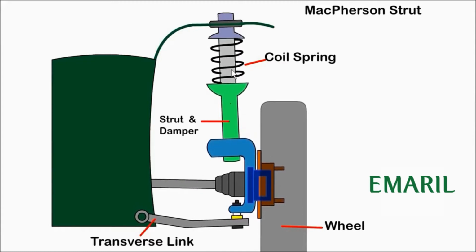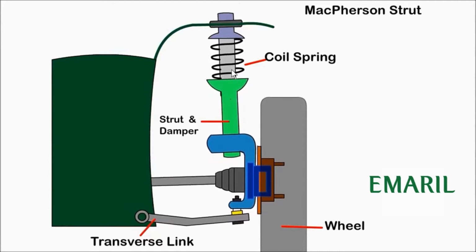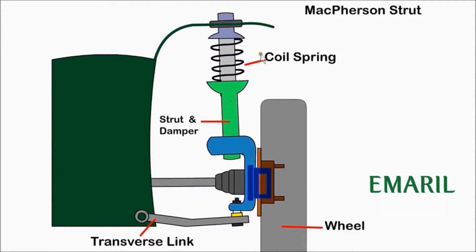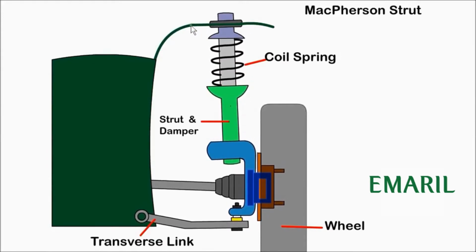The McPherson strut is mechanically simple, takes up less space, and allows more room for the engine and occupants. It also has low unsprung weight. However, it requires considerable vertical height, and the body has to be strong where the strut is attached.